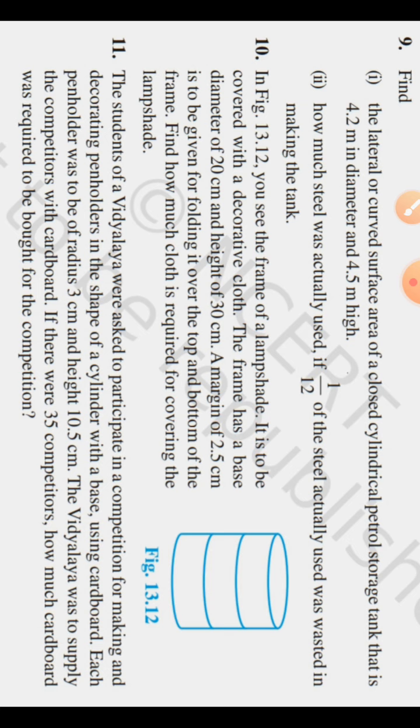If there were 35 competitors, total 35 students are there, how much cardboard was required to be bought for the competition? Okay, so here we have to find not CSA, not TSA, because that thing, the decorative pen holder, is closed from one end, open from the other end. It is not open, not closed, half closed, half open. Okay, so we have to use that third formula. Okay, then it is very simple. Radius is given, height is given, but actually not one pen holder. There are 35 pen holders. So at last we have to multiply it by 35.